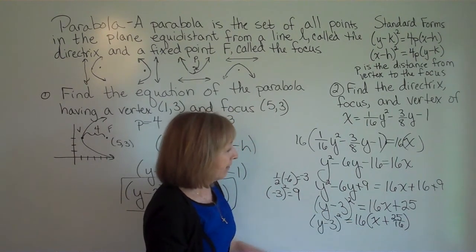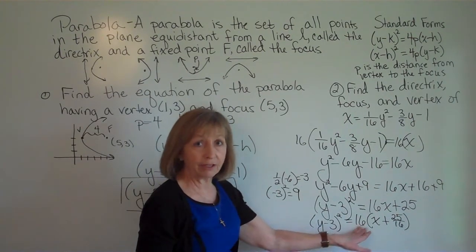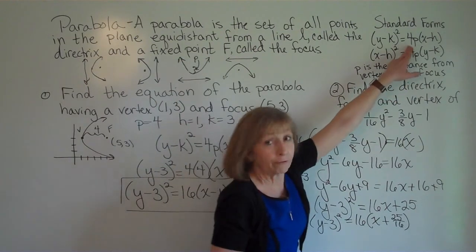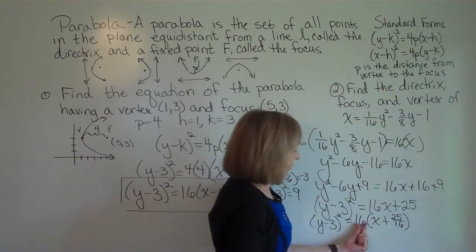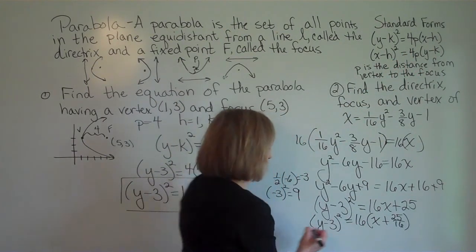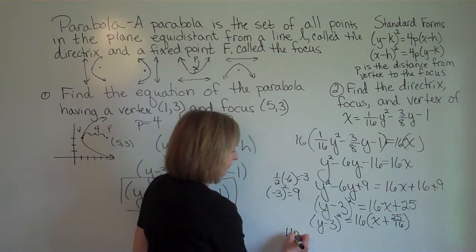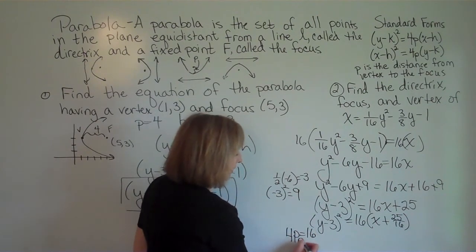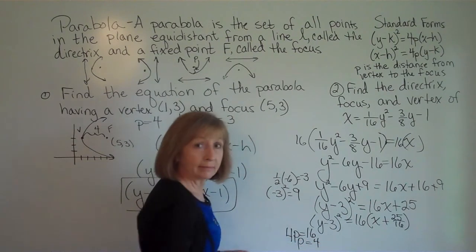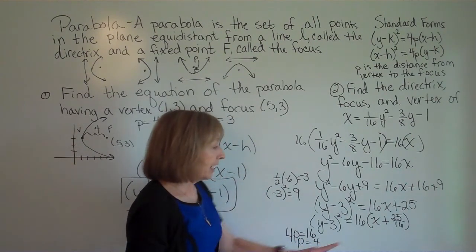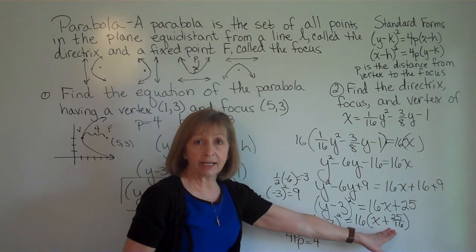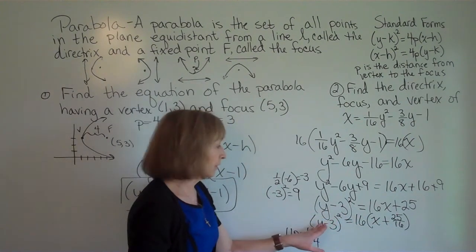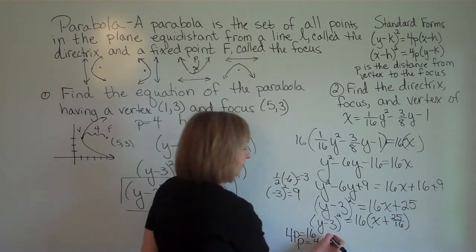So now I have my coefficient in front of the first power variable, which is what your 4p is equal to. So 4p is 16. Divide both sides by 4, I get p is equal to 4. My vertex, the x-coordinate of my vertex is negative 25/16, and the y-coordinate of my vertex is 3.